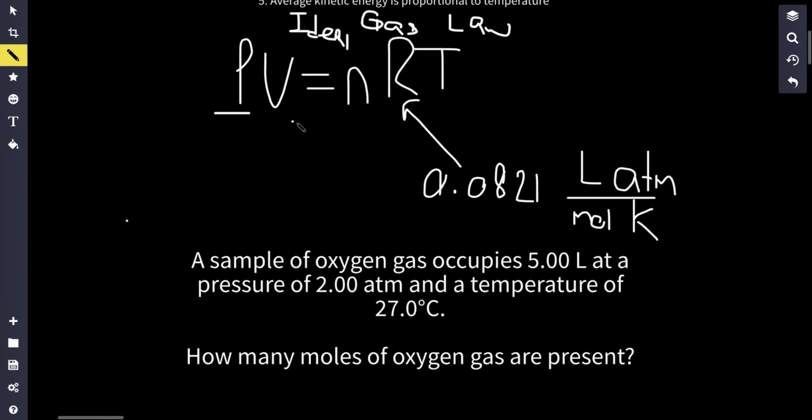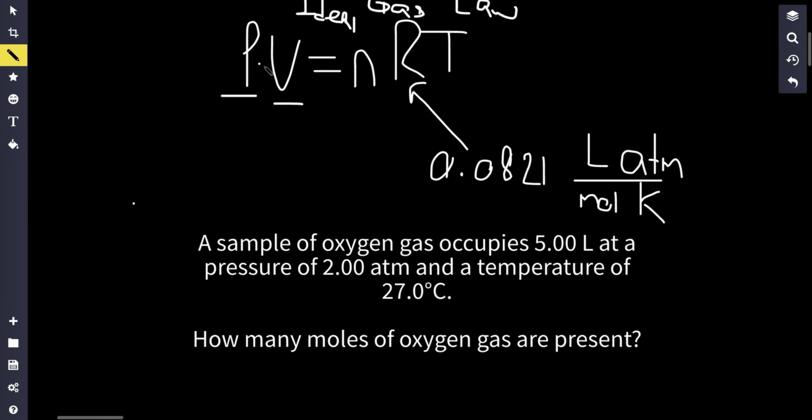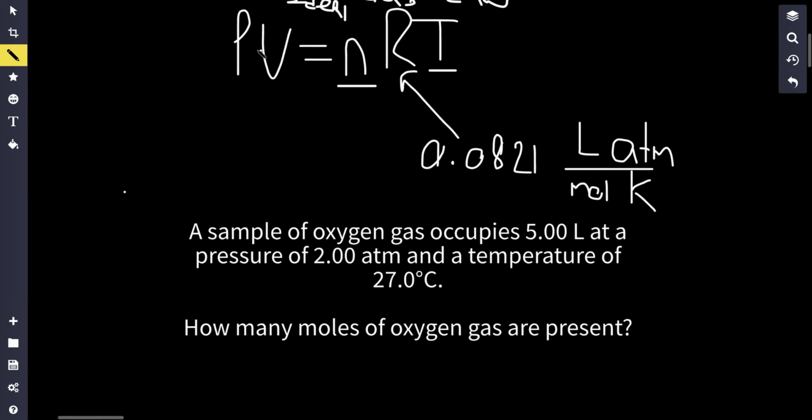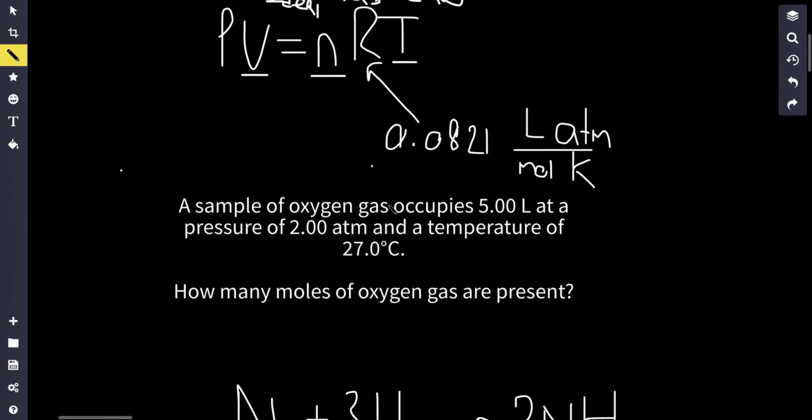Notice how pressure and volume are on the same side. They're inversely related to each other. The temperature and the amount of moles are going to be directly related to each other if we're keeping pressure constant. Let's do some practice problems with this.